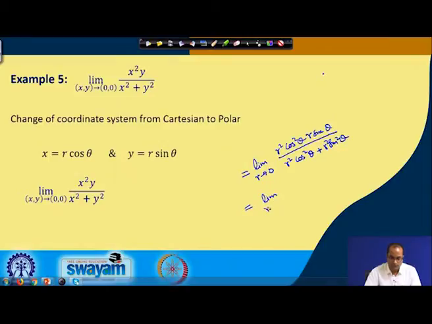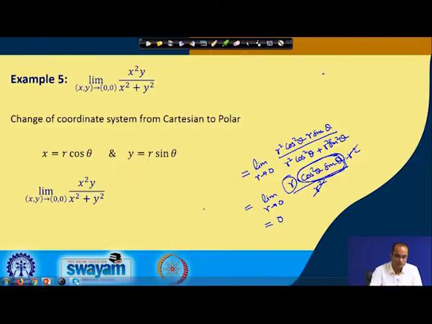So, we have limit r goes to 0. So, this is r, the r square will get cancelled, and then we have cos square theta and sin theta, divided by r square, which is already cancelled. So, r square here and r square there cancel out and r goes to 0. So, independent of theta, we are not fixing theta here, because whatever the value of theta is, we have a finite number here and then r goes to 0, so this will become 0. So, in this case this limit here is 0.